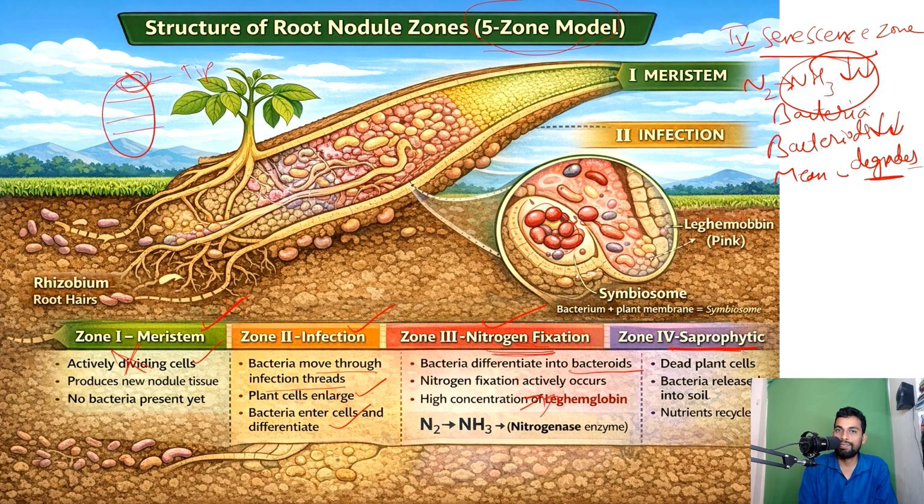Okay, the fifth zone is the saprophytic zone. So here we have seen that nitrogen fixation was reduced and also bacterial cells are degraded. So now plant cells will die, and the remaining bacteria are released into the soil, and nutrient recycling also happens here. So nutrients are released into the soil. Okay, so root nodulation stops here.